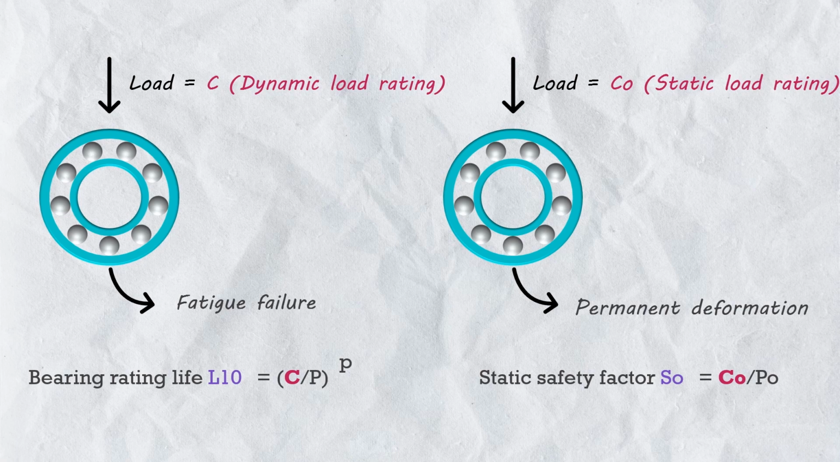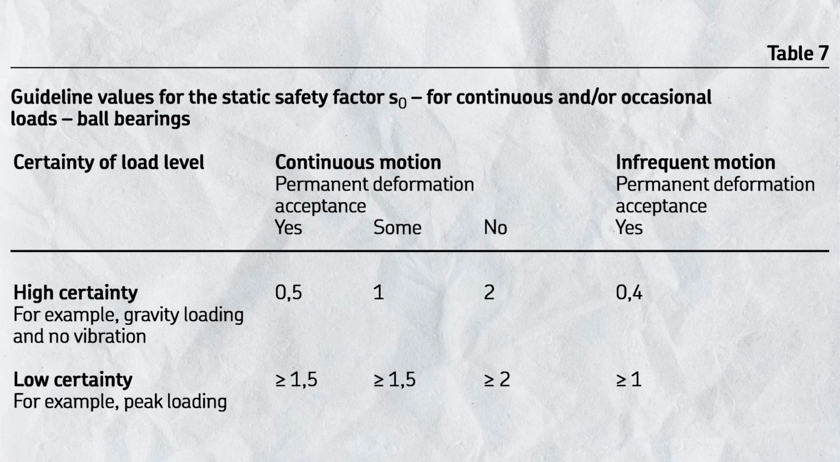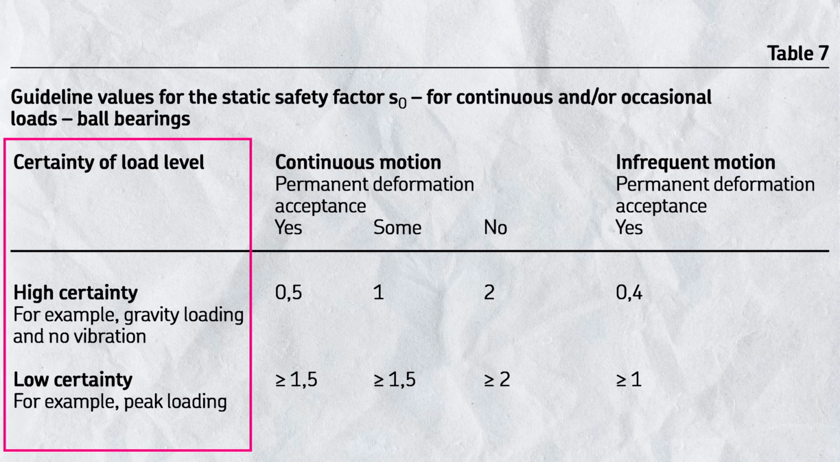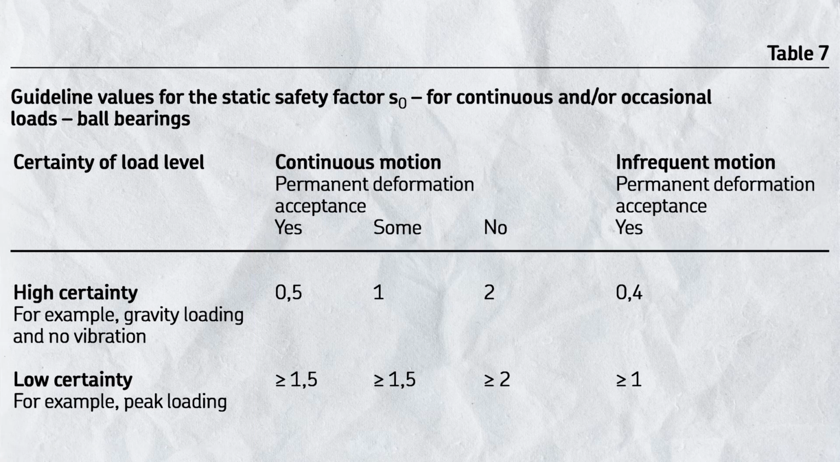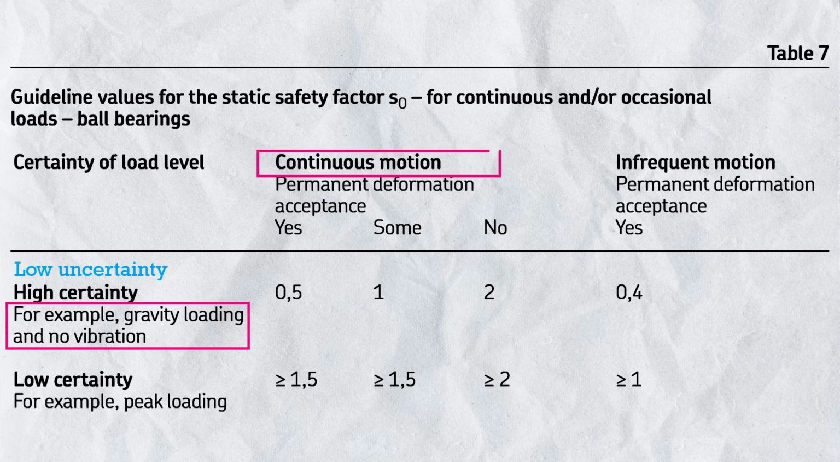In other words, we can say a static safety factor S naught represents how much stronger the bearing is compared to the maximum load it is expected to support without permanent deformation. And you can see this is the recommended safety factor table from SKF, and it represents how many times stronger the bearing should be compared to the maximum load as per the loading uncertainty level and the type of motion. Like for high certainty, meaning low uncertainty, when we are pretty much aware of the load and the motion is continuous, if a permanent deformation is acceptable, then you have to maintain only 0.5 times the safety factor. And if a little deformation is acceptable, then the safety factor should be 1.